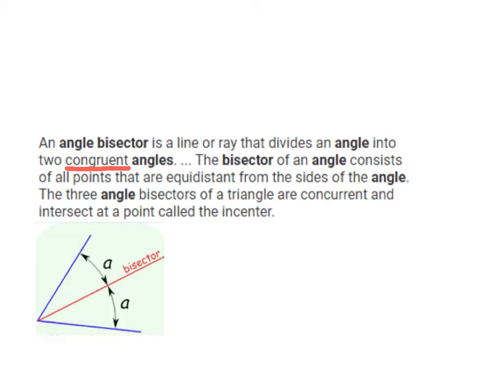So for right now, what you really care about is that an angle bisector is a ray, like in the picture, this red piece here, that cuts this blue angle into two equal pieces. Angle A and angle A are the same. Okay? This angle up here is equal to this angle here.